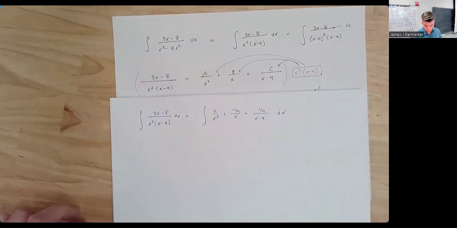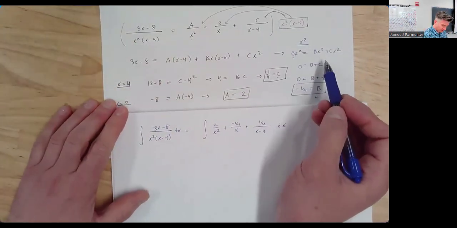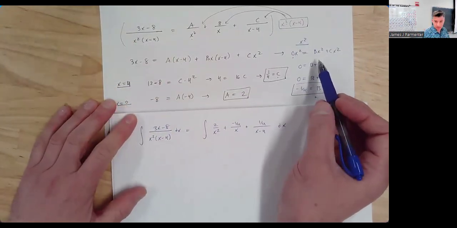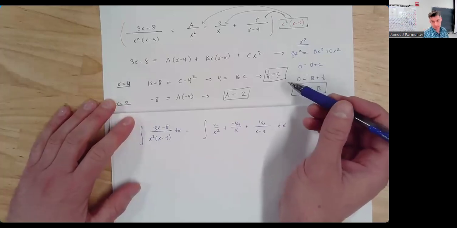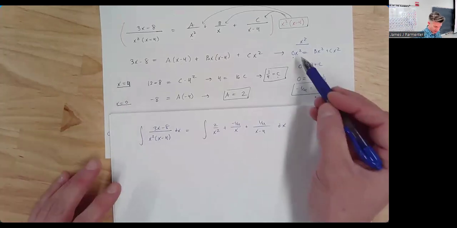Okay, so to solve for b, we disregard the x squared. You can either include them or not. But like here, when I was doing it, I said 0x squared equals bx squared plus cx squared. So then 0 equals b plus c. That's what I'm saying. We equate the coefficients of x squared. We don't need to include the x squared in our equation.